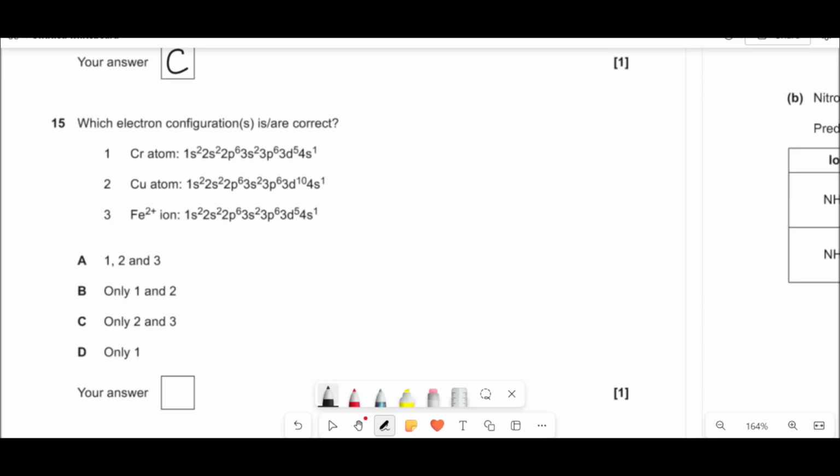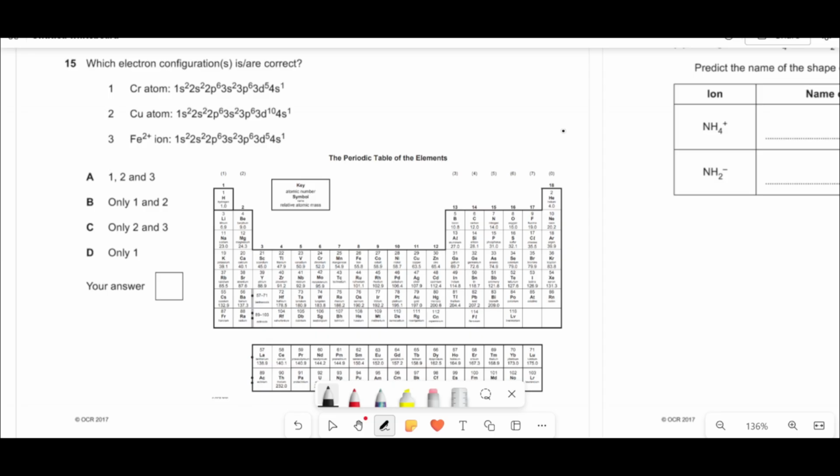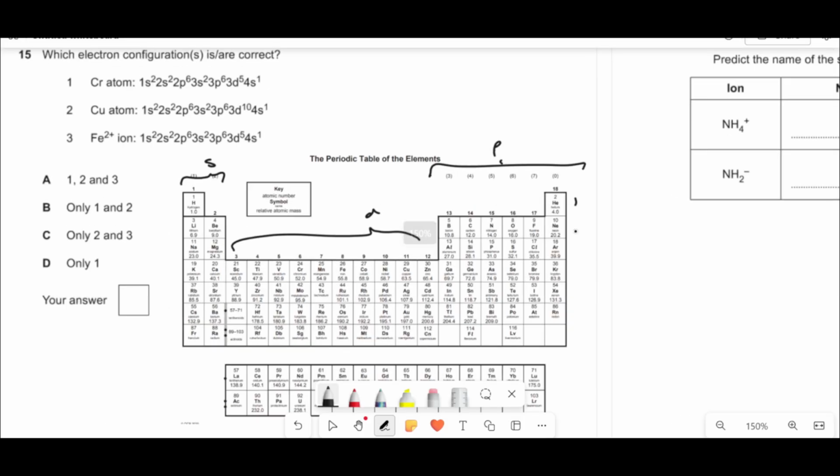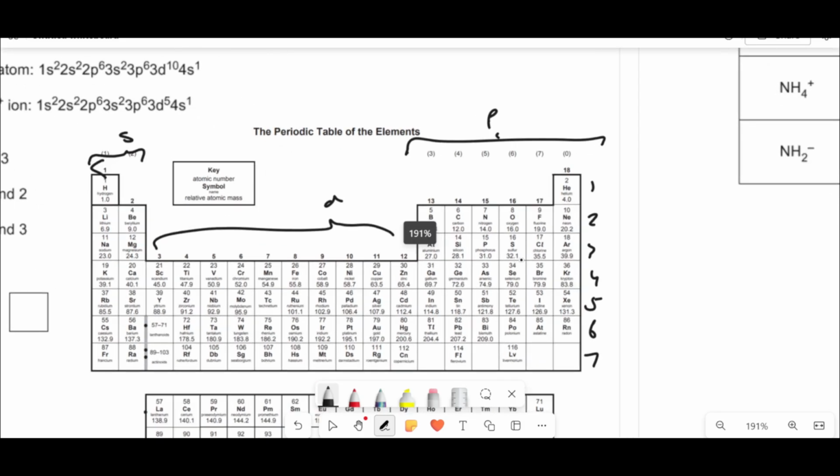Now it says which electron configurations are, is, or correct. So if we have a quick look at the periodic table, one quick way of reading it is, everyone knows this is the S block, this is the D block, and that's the P block, but a lot of people don't actually realize how that helps. This is period 1, period 2, period 3, period 4, period 5, period 6, period 7, and so forth, right? And across this is your groups.